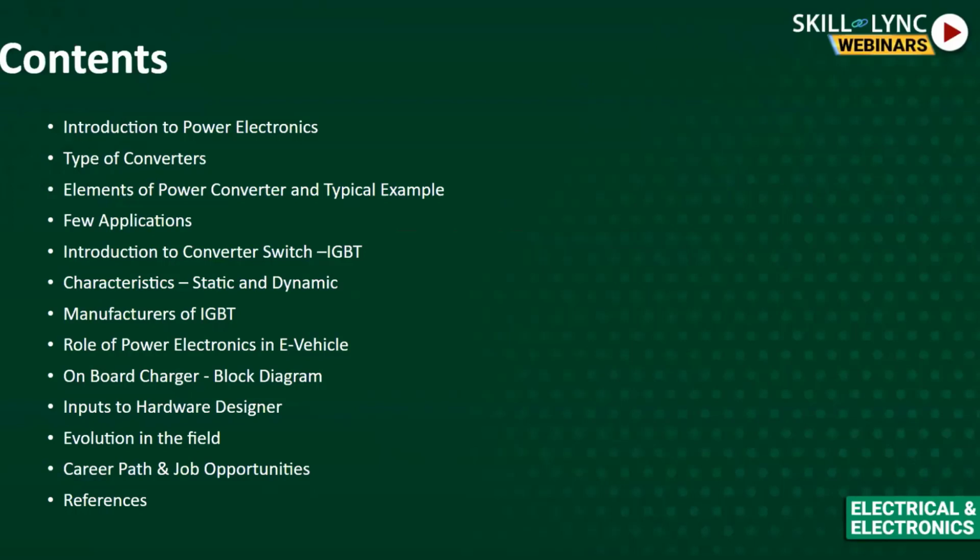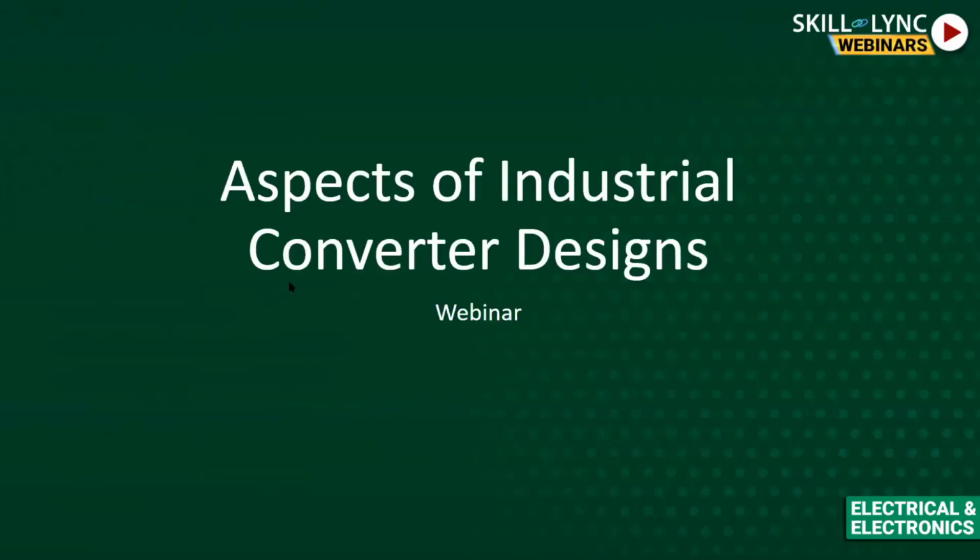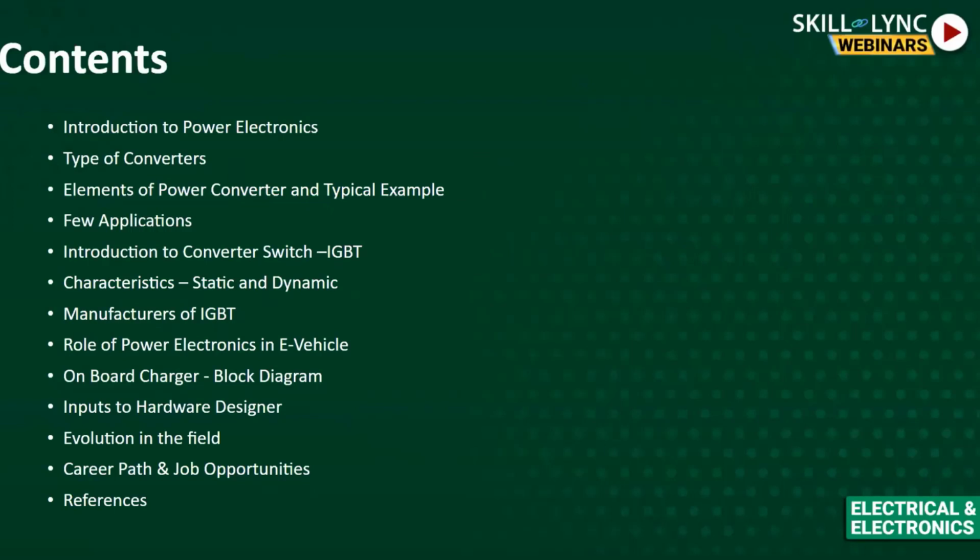Then what are the different types of converters, and next we'll see the elements of the power converter, and a few applications also. Then we will see the introduction to the converter switch mainly. In academics, you might have come across the diode, thyristors and GTOs, of course. Academics are restricted to that, but in industry we mainly use MOSFETs and IGBTs, and going forward we are also using silicon carbide, gallium nitride and many more wide bandgap materials in future.